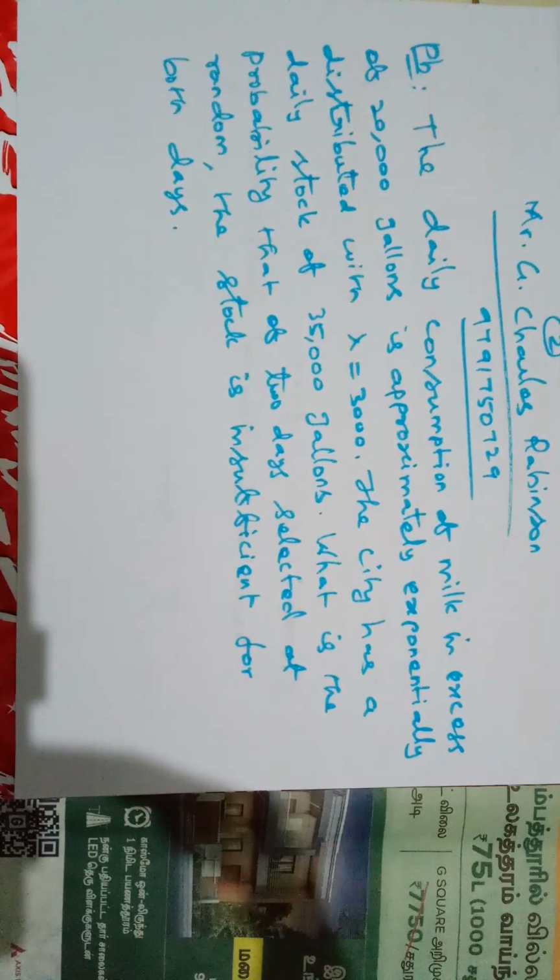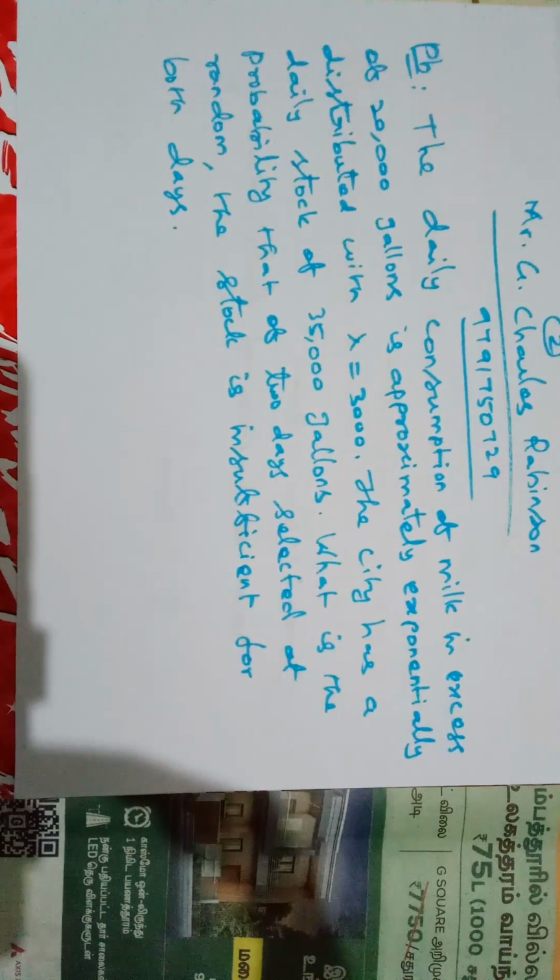Okay, let us take an example. The daily consumption of milk in excess of 20,000 gallons is approximately exponentially distributed with lambda equal to 3000. The city has a daily stock of 35,000 gallons. What is the probability that, of 2 days selected at random, the stock is insufficient for both days?